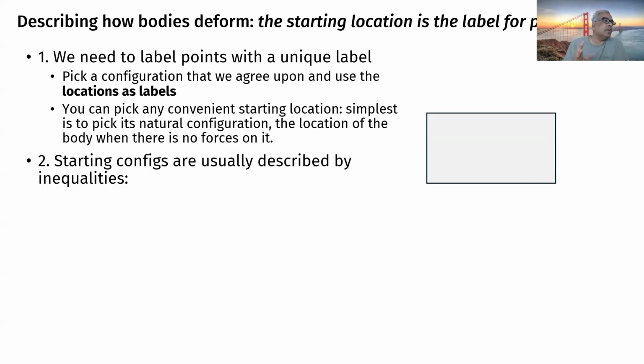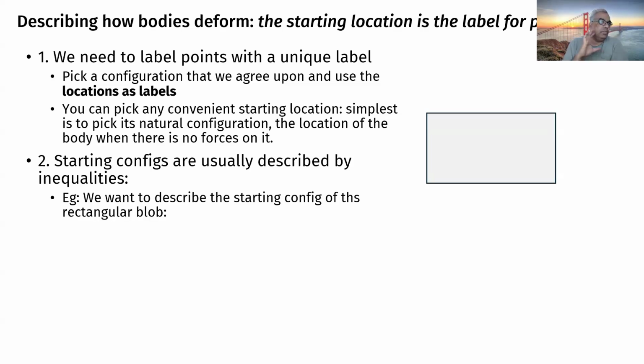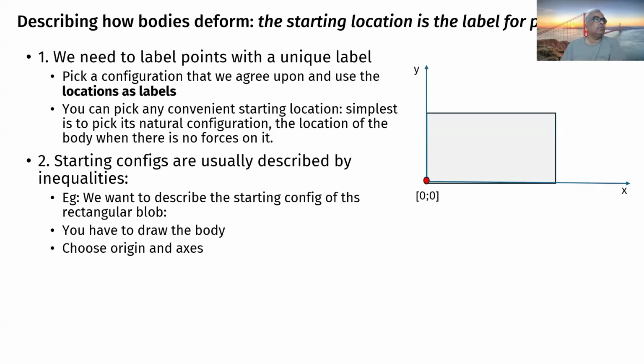If you want to describe the starting configuration mathematically, you have to put in some inequalities. In this particular case, it is x going from one value to the other, y going from one value to the other. That's how you describe a rectangle. To do this, you start by drawing the blob, then choose the axes and the origin and put 0, 0 there. Then you pick units and mark the points, and then you can write inequalities to represent the object. This is the starting point.